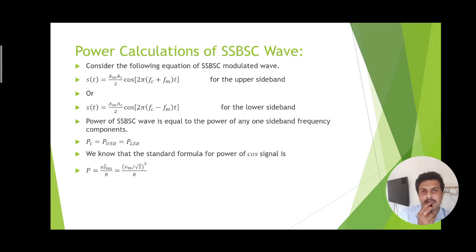The power calculation for SSB-SC: as we already have seen, the mathematical expression of SSB-SC contains only one of the sidebands, upper sideband or lower sideband. So the corresponding power calculation can be easily found if we take the magnitude and the corresponding RMS value. If we square the RMS value, we can get the normalized power. If we divide it by R, we can get the power across a load of resistance R. So in this way, we can calculate the power of SSB-SC.